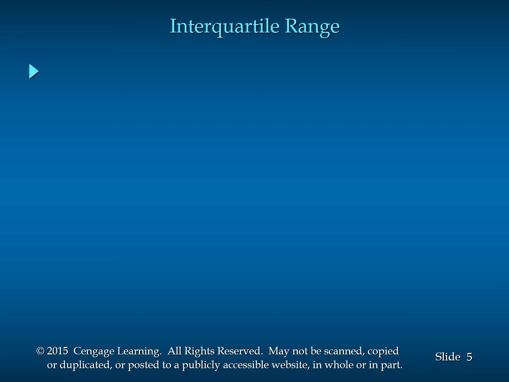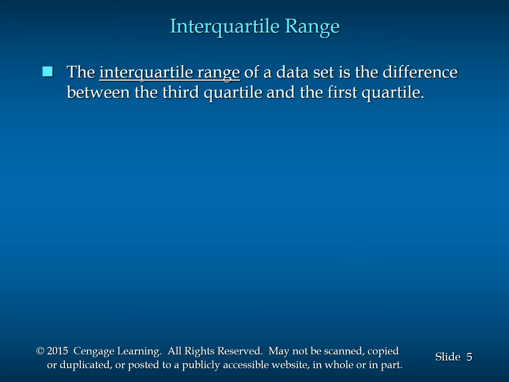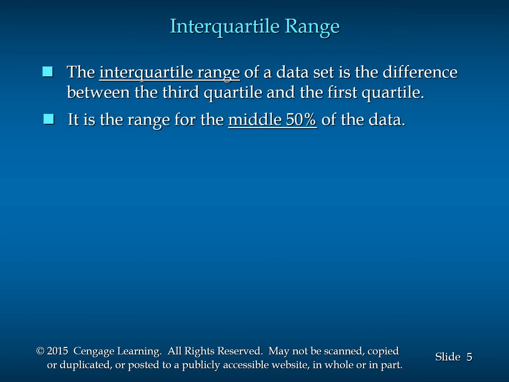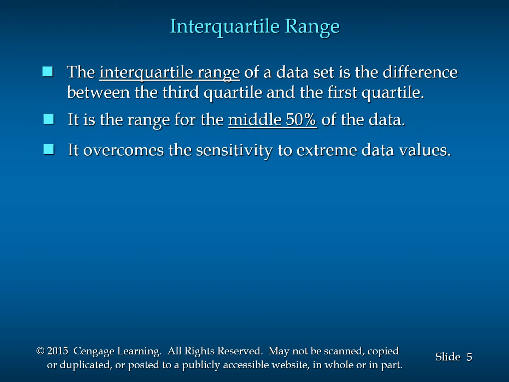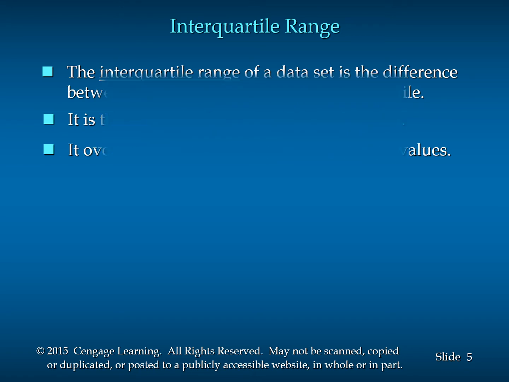The interquartile range counts on remembering how we calculated the first and third quartiles in the previous lesson. This is an easy representation of the middle 50% of the data, or the center cut, and it overcomes the sensitivity to extreme values.